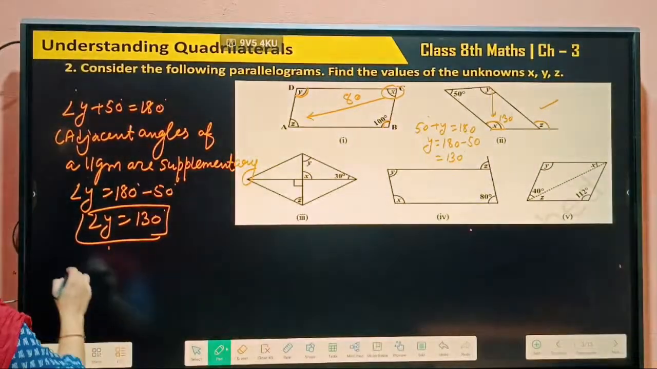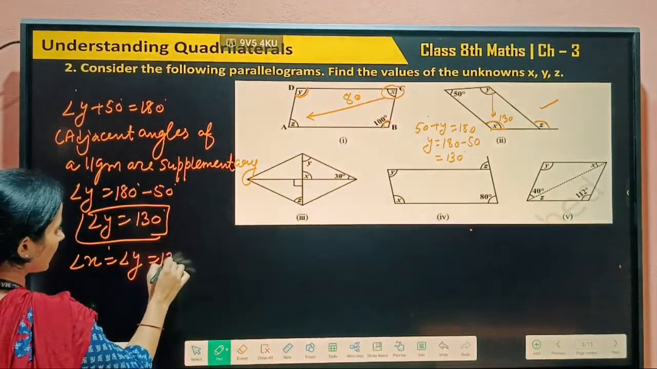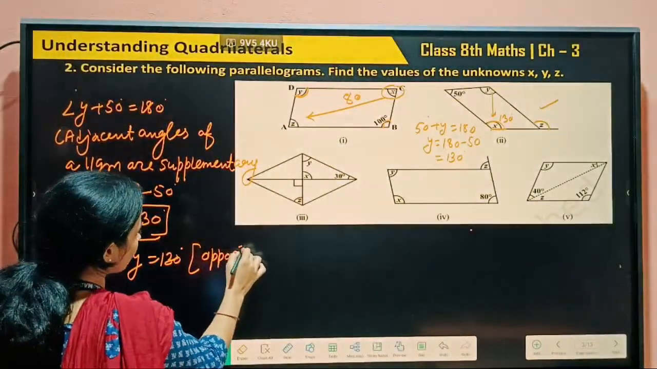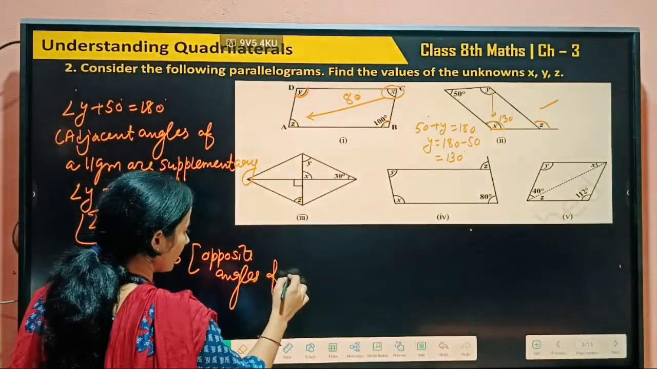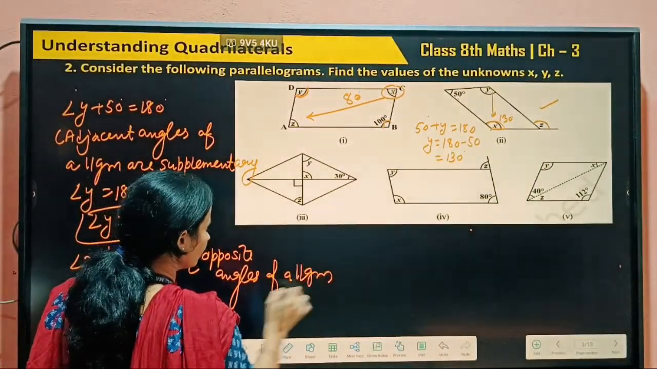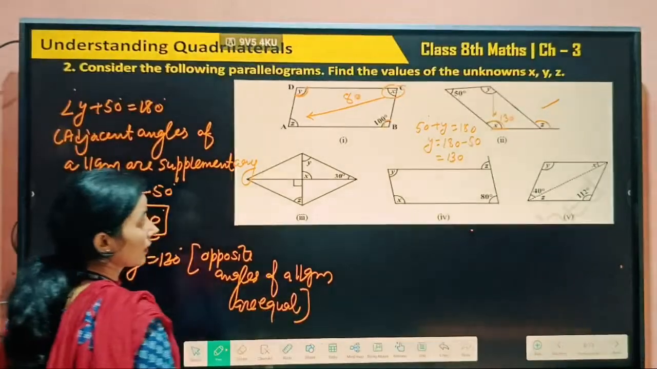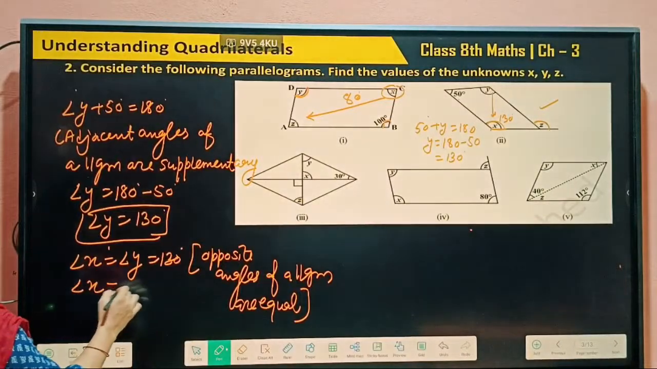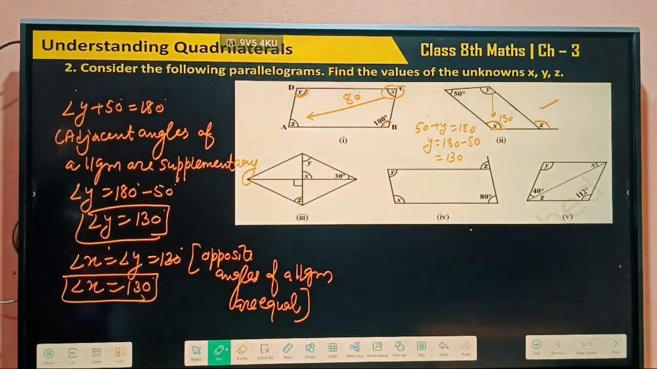Now we can write angle x equals angle y equals 130 degree. The reason is opposite angles of a parallelogram are equal. Now this x is also 130 degree.